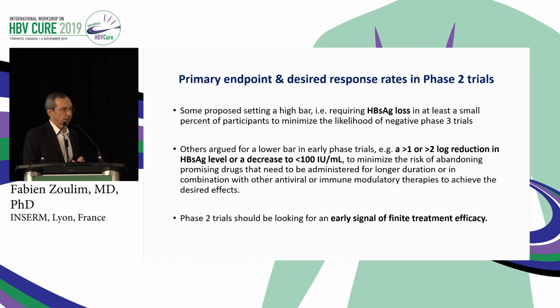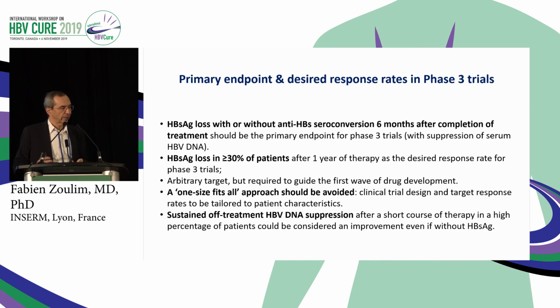So regarding the primary endpoint and desired response rates, a lot of discussion. In phase 2 trials, the HBs loss may still be very important, but there was discussion regarding a decline in HBs antigen, whether it's 1 log, 2 log, or a decrease below a certain threshold, so that we would minimize the risk of abandoning promising drugs. Clearly, in phase 2 trials, we need to have an early signal of finite treatment efficacy. For phase 3 trials, HBs loss is a clear endpoint.